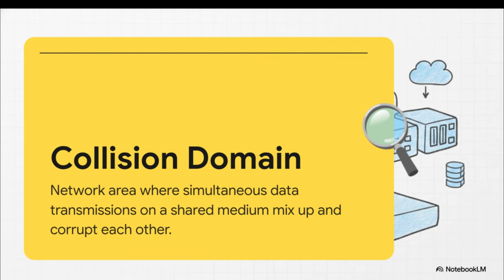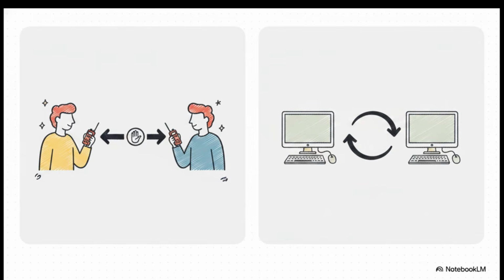Because hubs operated on a single shared physical medium, the entire network became what we call one giant collision domain. Seriously, if two devices tried talking at the exact same millisecond, their electrical signals would physically crash into each other, completely corrupting the messages. Because of that chaos, hubs forced networks to use half-duplex communication. Think of it exactly like a walkie-talkie. You push the button to speak, and while you're talking, you literally can't hear anyone else.